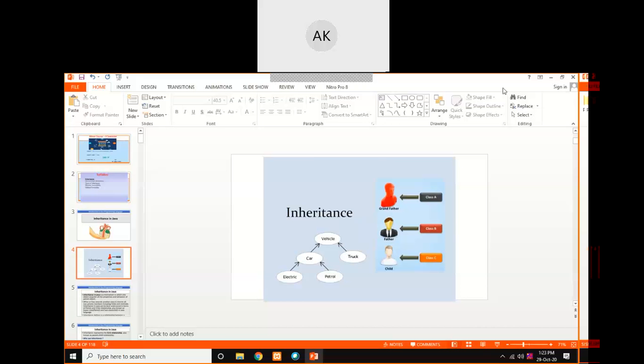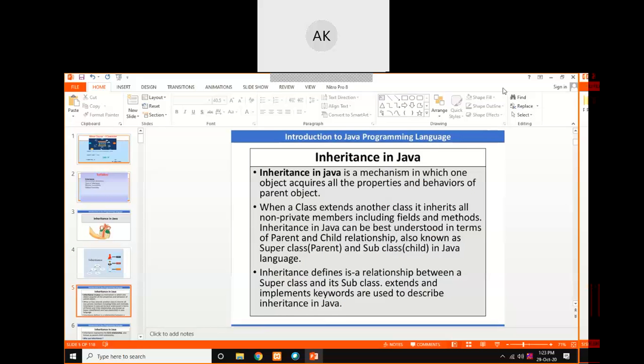So we'll see what inheritance in Java is, right? As I said, whenever we want to achieve reusability in object oriented programming language or in Java, we require inheritance, or we can achieve reusability by means of inheritance. Inheritance in Java is a mechanism in which one object acquires all the properties and behavior of its parent object. Or in other words, the new class or the new thing which is derived from the existing thing is going to acquire all the properties of the existing thing, right?